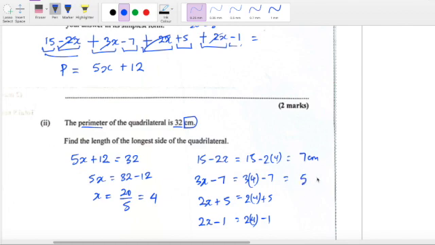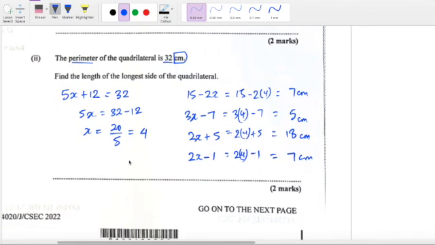4 2s are 8 plus 5 is 13, and 4 2s are 8 minus 1 is 7 centimeters. So the longest side we could see, and let's just make a final statement. Longest side is 13 centimeters.